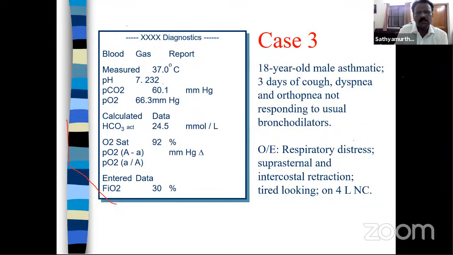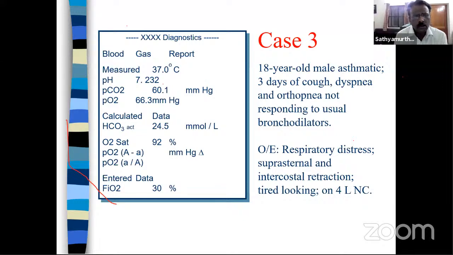Now case 3, this is a male, 18-year-old asthmatic, with 3 days of cough, dyspnea and orthopnea, not responding to usual bronchodilators. Now on examination, he is in distress. He's got suprasternal and intercostal retraction and is looking tired and is on 4 liters of nasal cannula. Now let's go one by one.